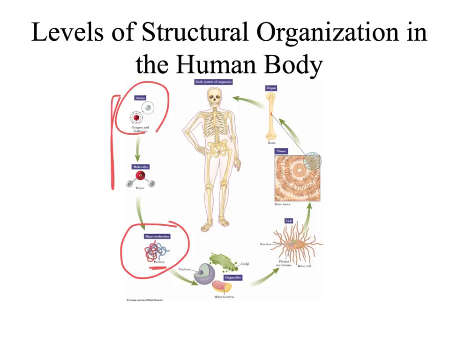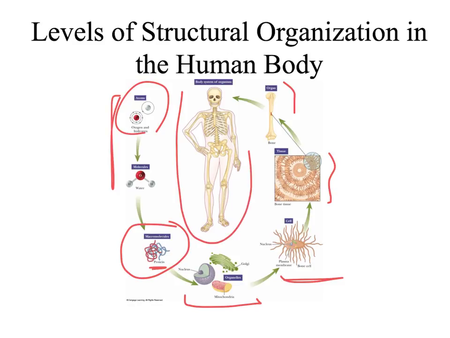Then these macromolecules become organized within organelles, which are organized within cells, and cells organize into different tissues based on the function, which organize into different organs, and then all of that is organized within the body system of the organism, or the human being overall.